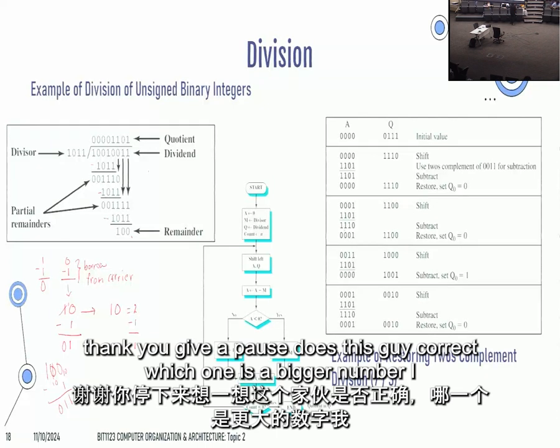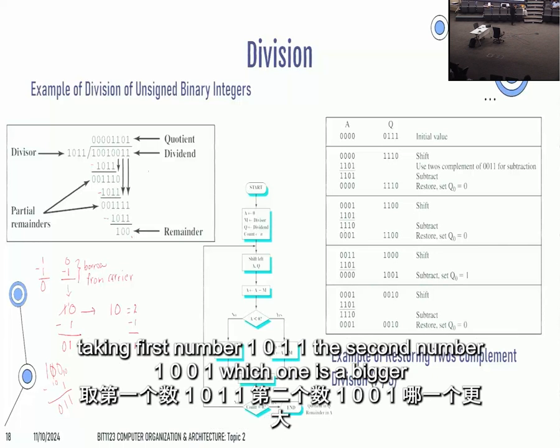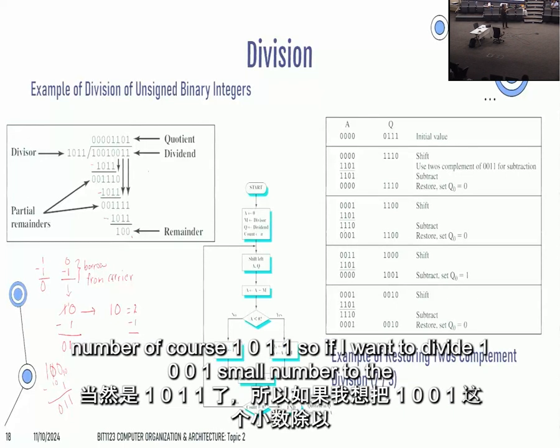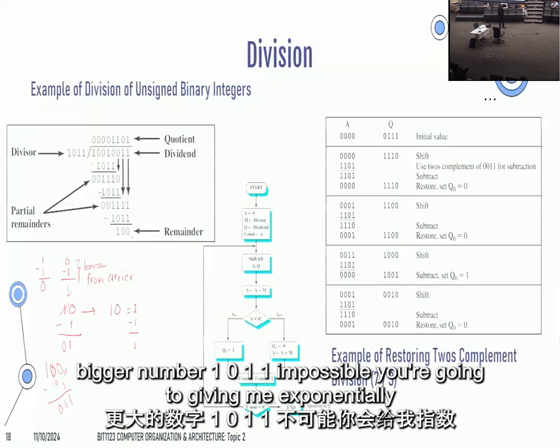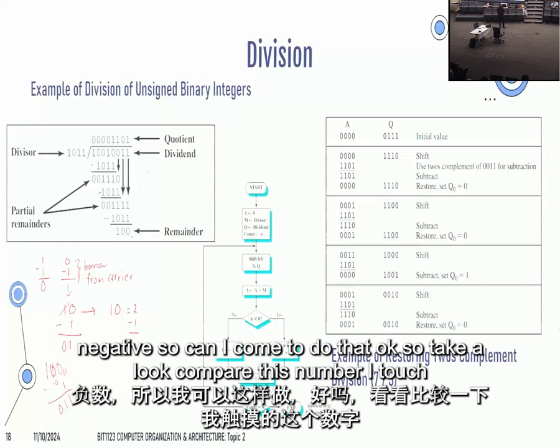Give a pause. That's this guy, correct. Which one is a bigger number? I take the first number 1011 and the second number 1001. Of course, 1011 is bigger. So if I want to divide 1001, the small number, by the bigger number 1011, it is impossible. It is going to give me a negative. So I can't do that. Take a look, compare these numbers.